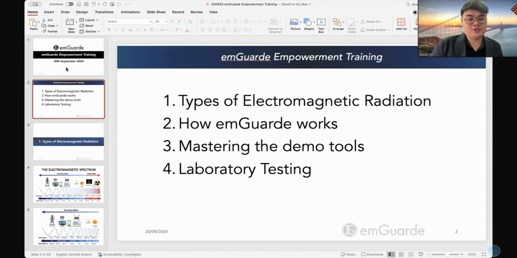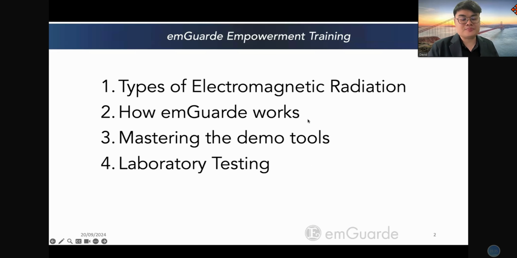And today I'll be sharing with you just 4 simple topics. Okay, the types of electromagnetic radiation. Number 2, it's how emGuarde works. Okay, and mastering the demo tool. I'm going to emphasize on one of the demo tools that we're using.